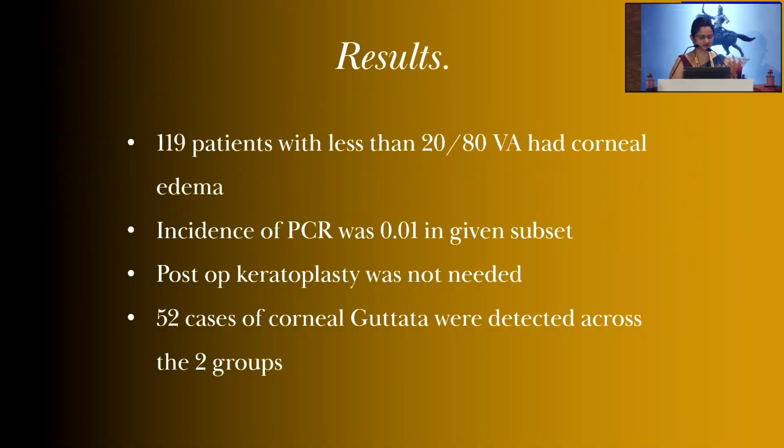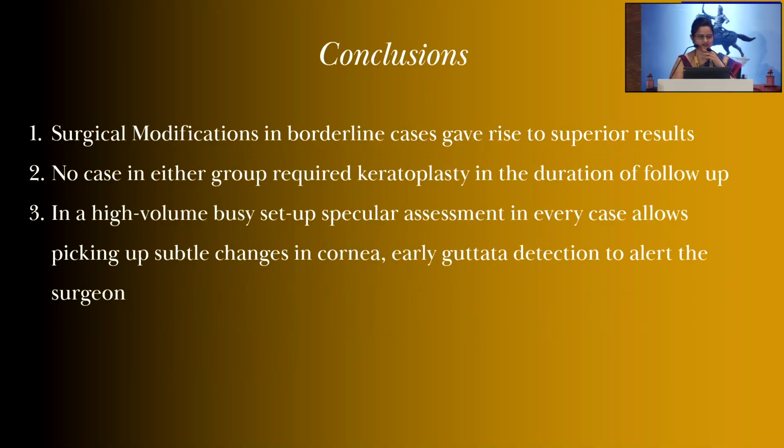Additionally, 119 patients, these are the numbers, 119 patients had less than 20/80 visual acuity. Those who had less than 20/80 had edema, and PCR was less than 0.01%. Post-op keratoplasty was not required in this subset in any of the cases. 52 cases of corneal guttata were additionally discovered at the time of preoperative assessment.